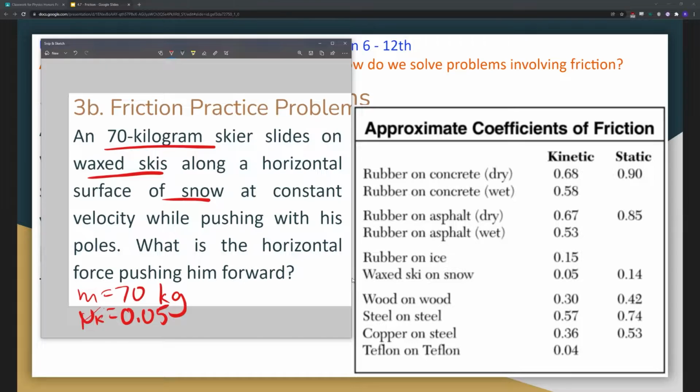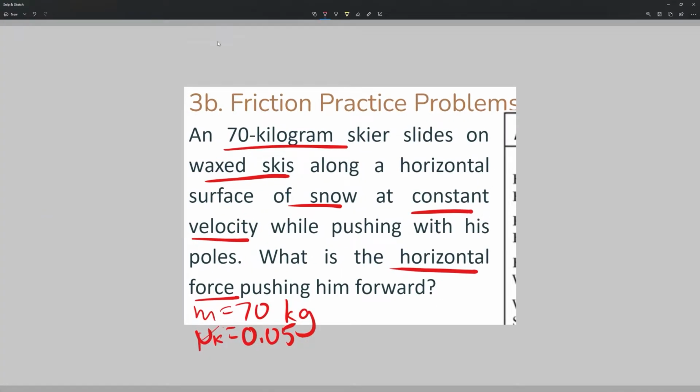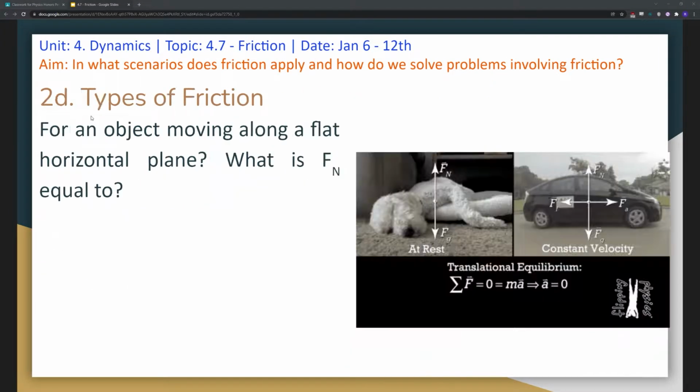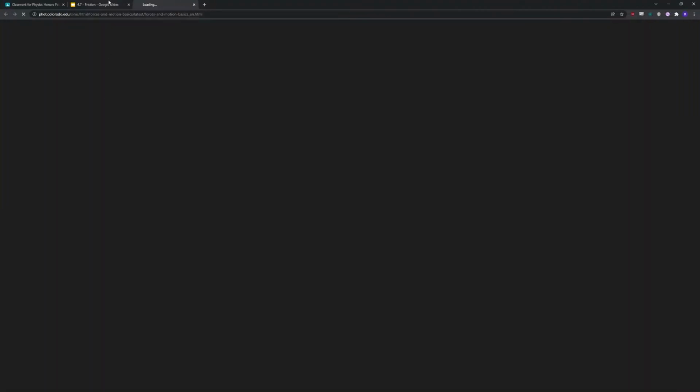So it's moving at constant velocity, and the question becomes: what is the horizontal applied force moving him forward? But here's an assumption you have to make: if you're moving at a constant velocity, then two forces are equal to one another.